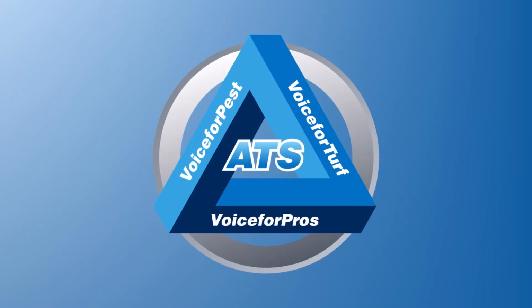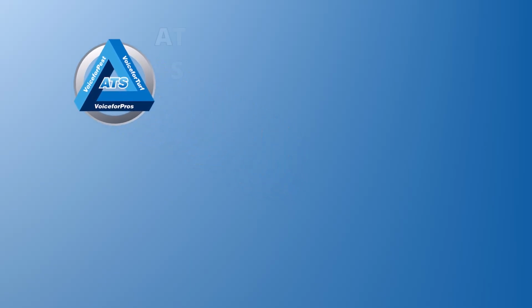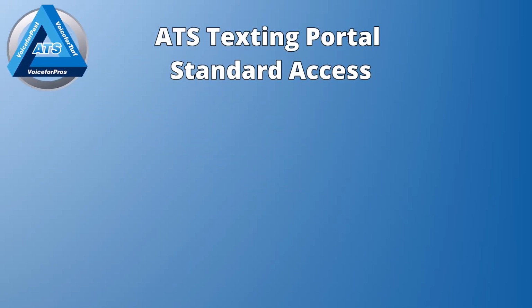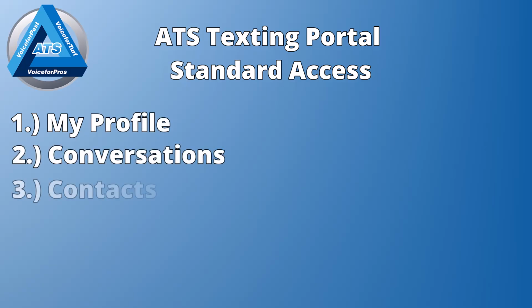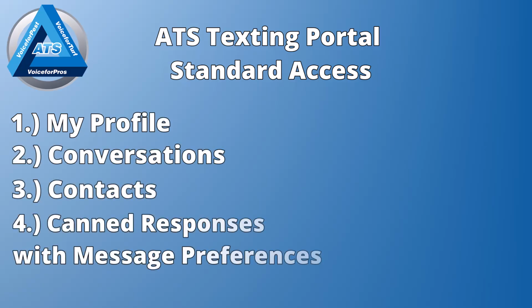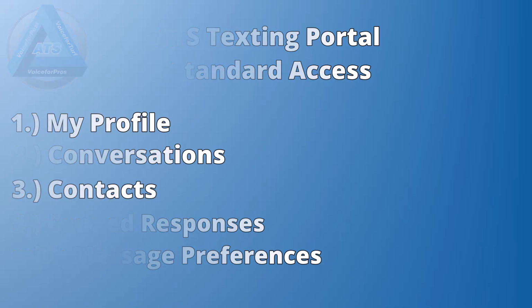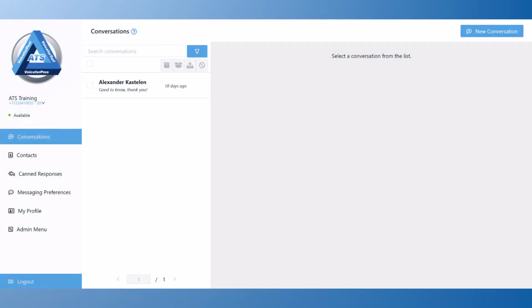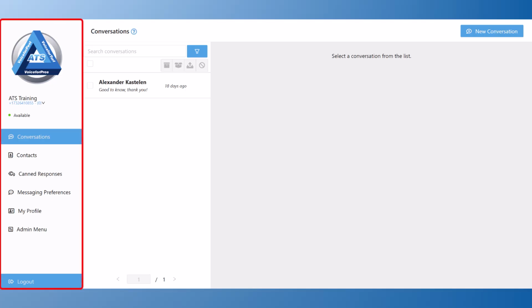In this video, we'll explore the ATS texting portal's standard features, where we will cover the following topics in chapters: My Profile, Conversations, Contacts, and Canned Responses with Message Preferences. Once you are logged into the portal, you will see the main interface with a navigation bar on the left side. We will be covering each of these features one by one.